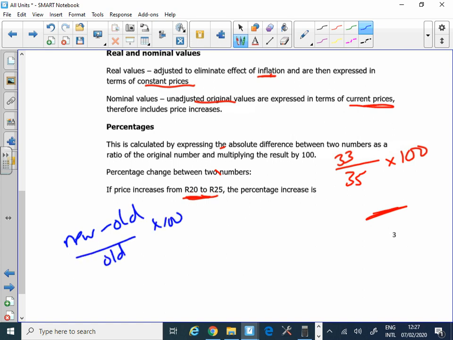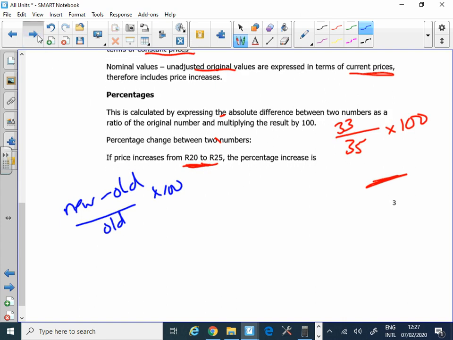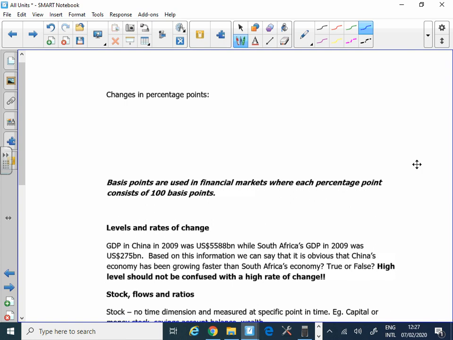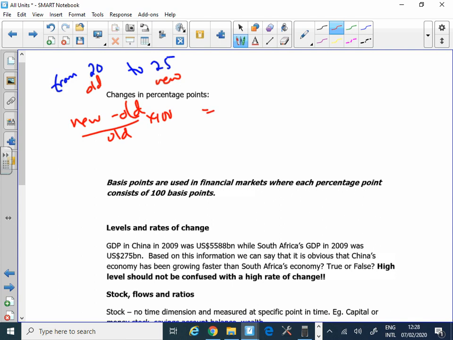So in this instance, they told us the price increases from 20 rand to 25 rand. So what is the change in percentage points? We said from 20 to 25. Which one is the new and which one is the old? So it was moving from, so that is the old one, and this is the new one. My formula, we said new minus old over old times 100. That is going to give us, what's the new one? 25 minus 20 over old 20 times 100.